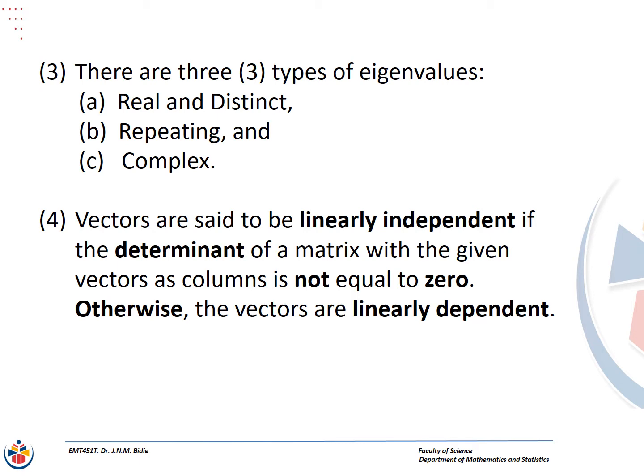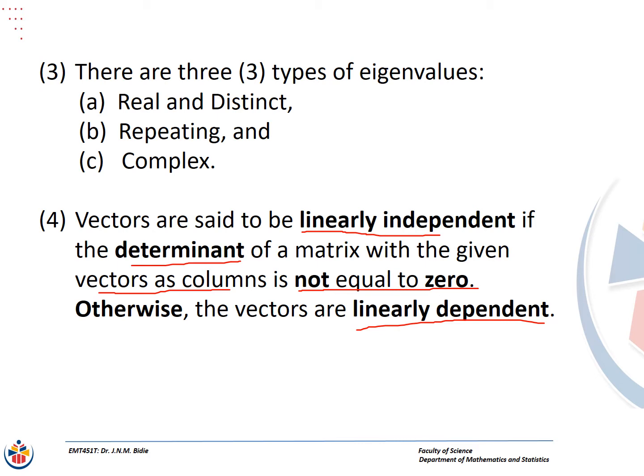As I had noted, you have three types of eigenvalues: real and distinct, real and repeating, as well as complex eigenvalues. Note also that you are able to determine whether given vectors are linearly independent or linearly dependent. One way of determining whether the given vectors are linearly independent is that when you put them as columns in a matrix and find the determinant of that particular matrix, and you discover that the answer you are getting is not equal to zero, then you can say they are linearly independent.